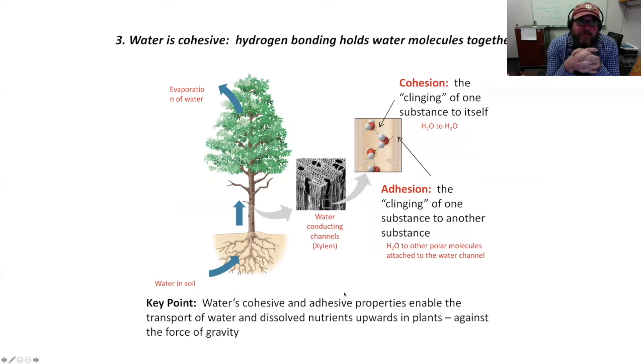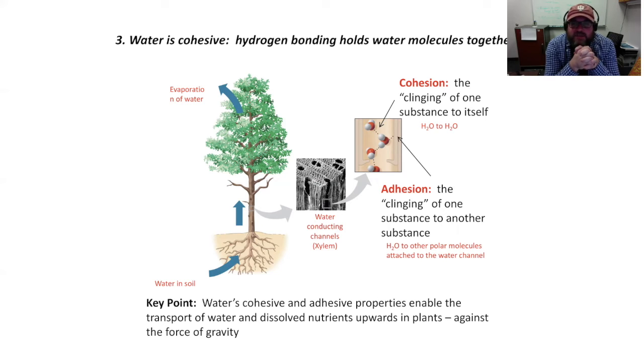The third key property is water is cohesive. The hydrogen bonds hold the water together, and that allows water to move up against gravity. So for example, if you look at a plant, the key for photosynthesis is water. Those leaves have to have water in them. How does the water get there? Well, it gets absorbed from the ground. And so it has to move up against gravity to get to those leaves.